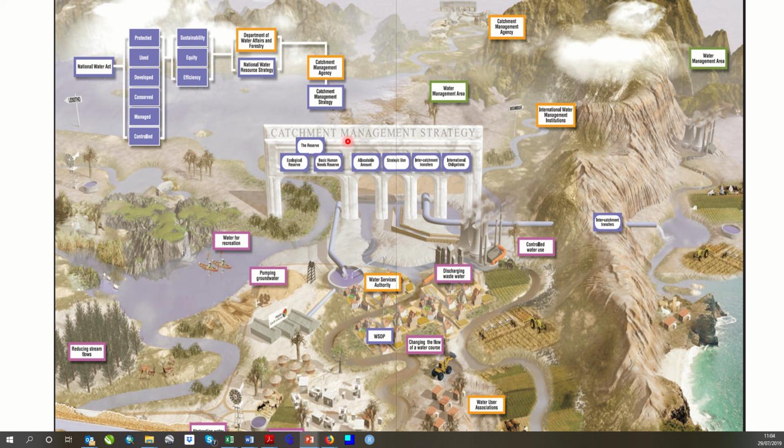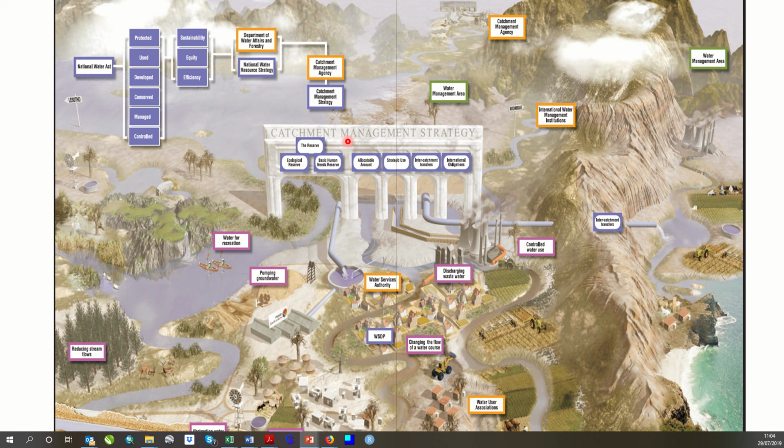Okay. Water management area up top here, where the water comes from. Do you know that around the escarpment between us and Joburg, and if you go down the Drakensberg, about 70% of all the water in the country comes from the mountainous area? That area is very important to protect as a water management area. Catchment management agencies, already ISMA, international water management institutions, and different water management areas.